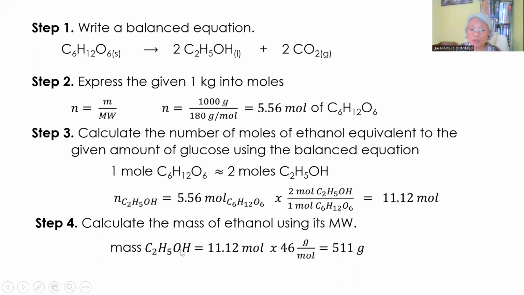So the mass of ethanol now is the solved 11.12 moles times the molecular weight of ethanol, which is 46 grams per mole. Mole would divide itself, and therefore we have the desired unit grams, which is clearly a unit for mass. So we have 511 grams of ethanol. So this is the amount of ethanol produced if we have 1 kilogram of glucose.